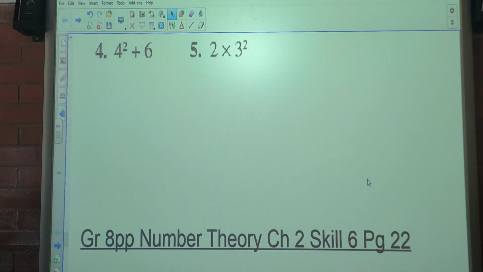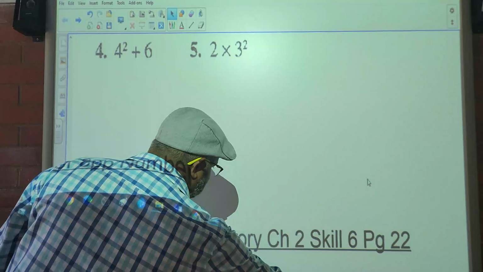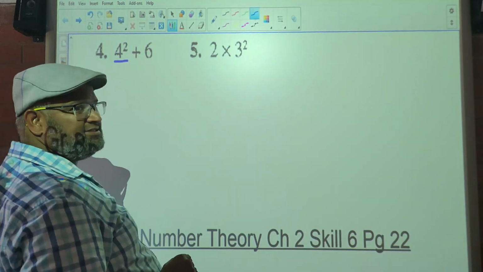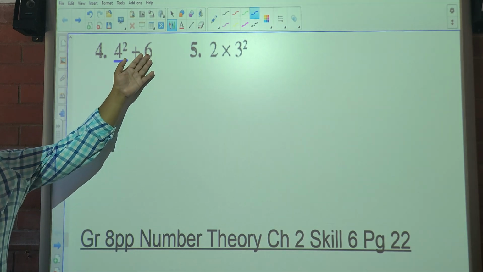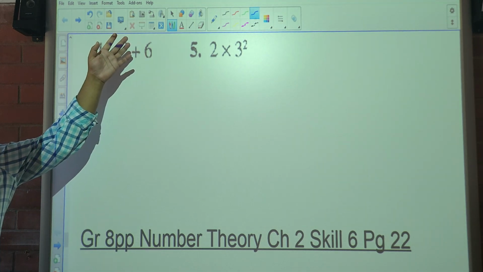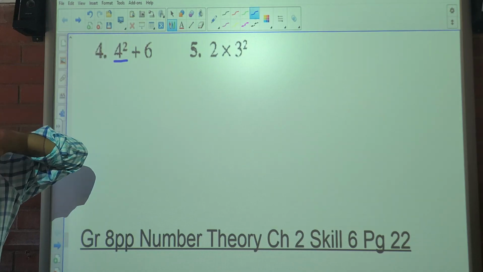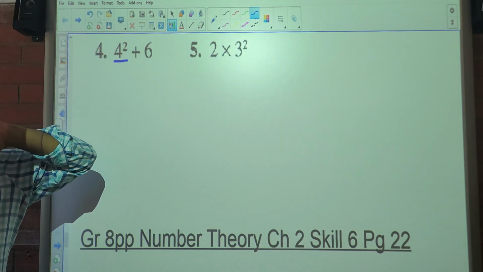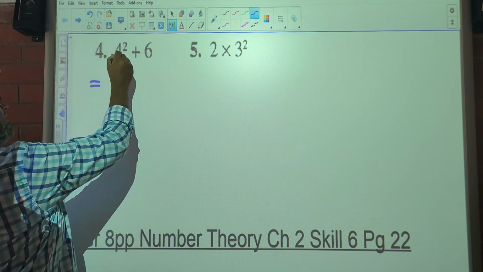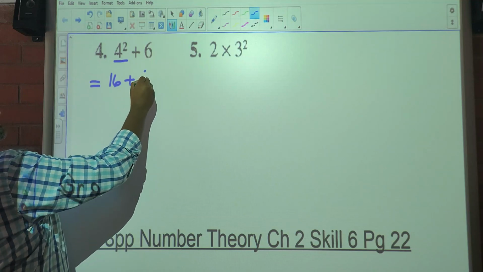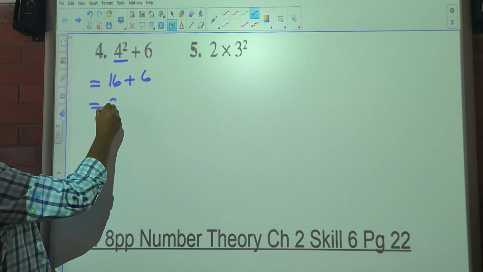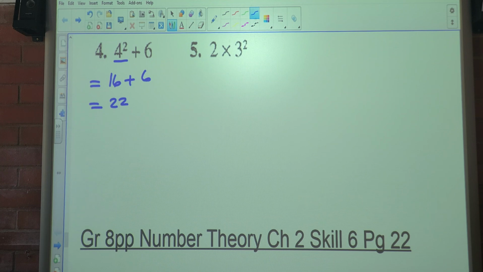People, number 4 for skill 6. We got 4 squared plus 6. So what needs to be done first here? We first need to work out what 4 squared is. Can you see that? I can't say 4 plus 6 is 10 and 10 squared. No. We need to work out the exponent first. You guys understand? So what is 4 squared? 4 times 4, which is 16 plus 6. What's 16 plus 6? Okay.